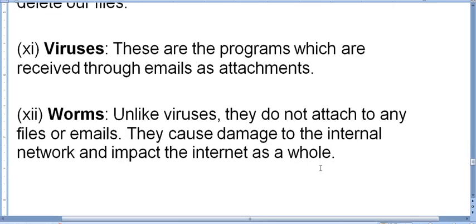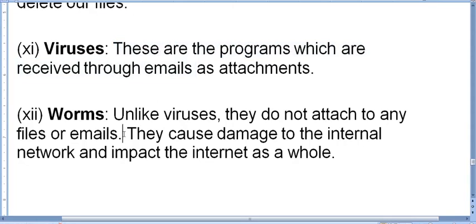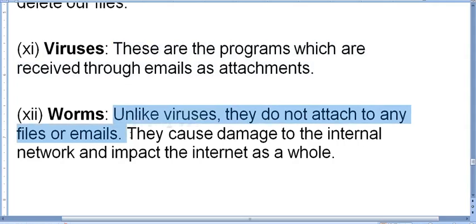The last one we have to study in the case of threats in the cyber world is worms. If viruses come as an attachment, worms do not come as an attachment. They will damage your internal network and impact the network as a whole, the entire networking system. So virus and worms have only one difference. A virus comes as an attachment through files and emails, but a worm does not come as a file or image; it damages our network and affects the internet as a whole.